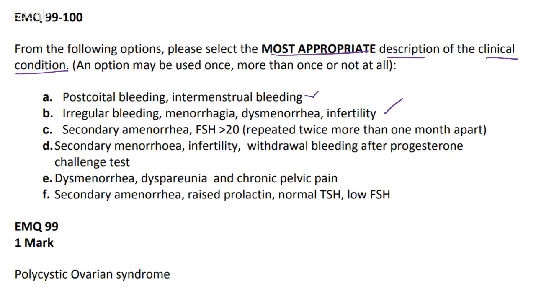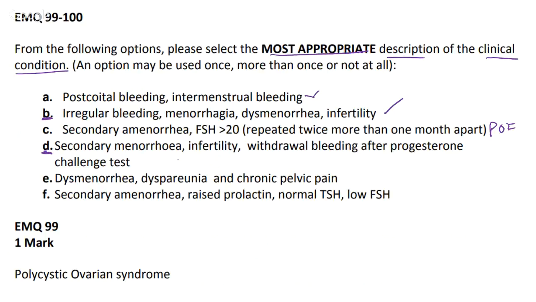Do they have secondary amenorrhea and FSH more than 20? More than 20 is more associated with what? Premature ovarian failure. So they have a high FSH. Secondary amenorrhea, infertility, withdrawal bleeding after progesterone challenge test. Okay, so we've highlighted two options, D or B.